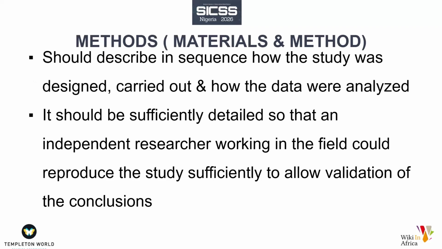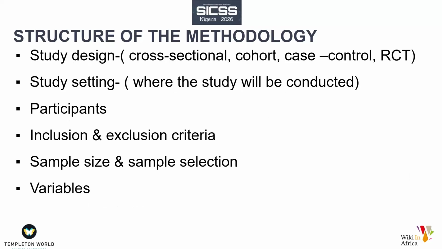Materials and methods. The methodology section should describe in sequence how the study was designed, carried out, and how your data was analyzed. That's the essence of the methods. It should be sufficiently detailed so that an independent researcher working in the field can reproduce the study sufficiently to allow validation of the conclusion. What does this mean? Someone can look at your work, your methods, and replicate the same study.